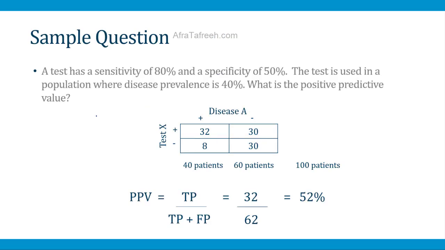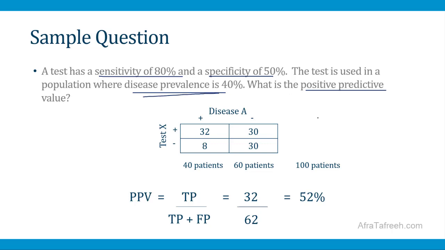So let's apply these principles by going through a sample question. A test has a sensitivity of 80% and a specificity of 50%. The test is used in a population where disease prevalence is 40%. What is the positive predictive value for this test in this population?